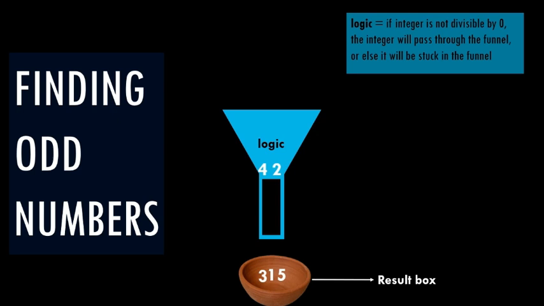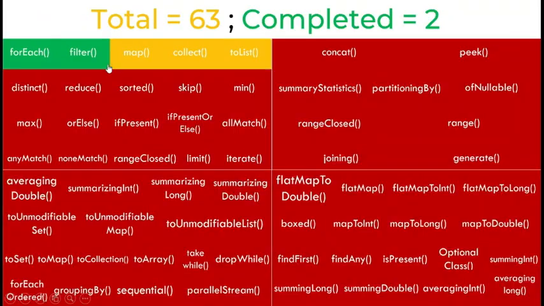So let us summarize what we have learned from today's session: how the filter method works and the lambda expression. Now let us mark our filter method green. So congratulations, we have marked our filter method green, and in the next session we are going to learn 3 methods, that is map, collect and toList.